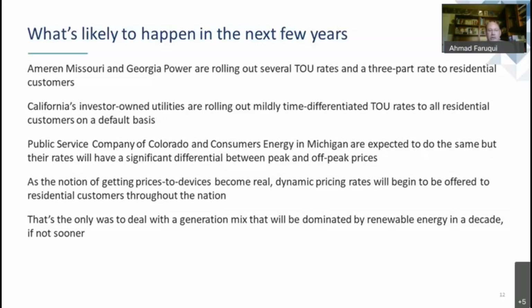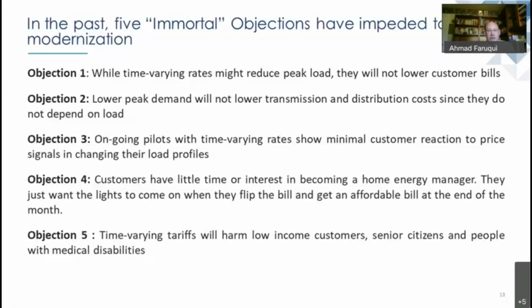So how do we deal with those oscillations? We have to bring in load flexibility induced by these pricing designs. It won't be easy. It'll be a heavy lift, because based on all of the cases that I have participated in myself or observed from a distance, there are 5 what I'm calling immortal objections that will always be raised. Objection 1, while time-varying rates might reduce peak load, they will not lower customer bills. It is not true, but that doesn't mean it will not be raised.